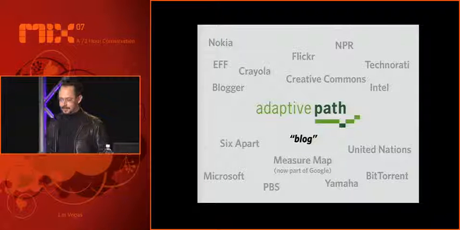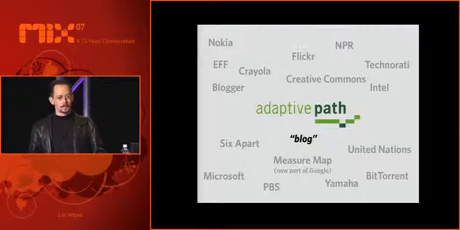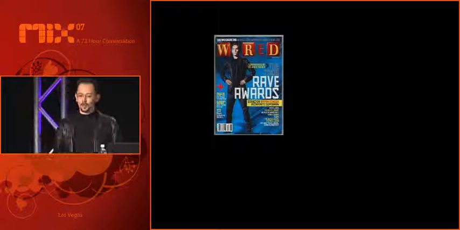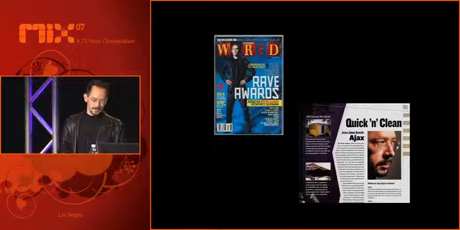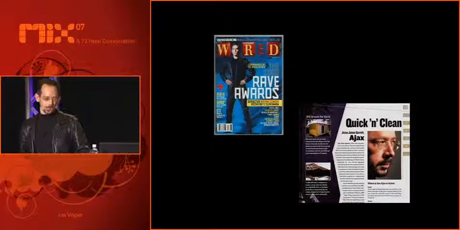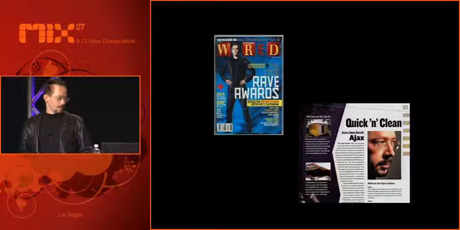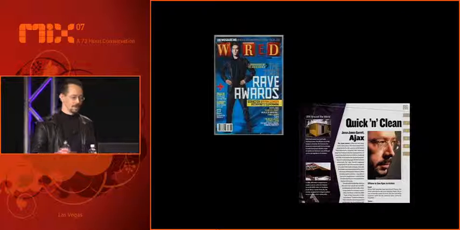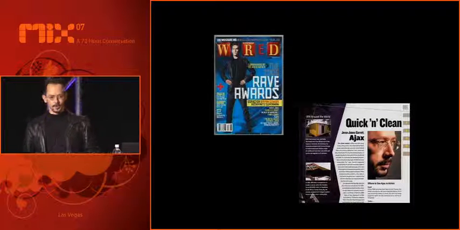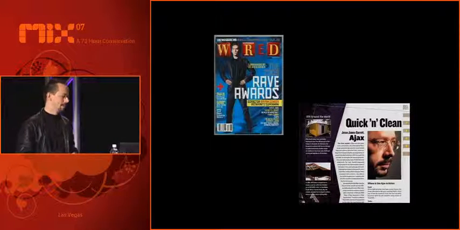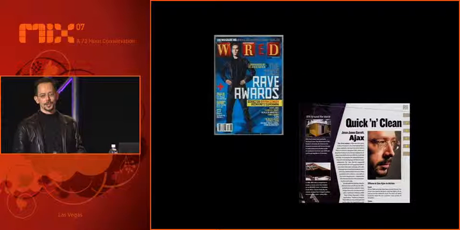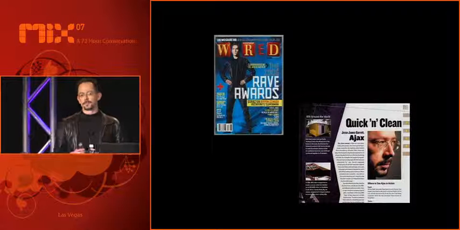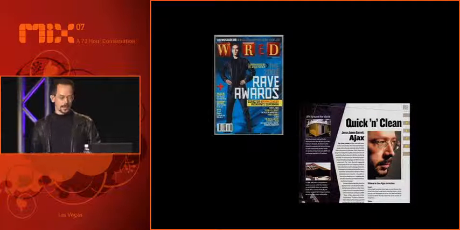But the word blog isn't the word that got Adaptive Path so much recognition in the last couple of years, or got us into Wired magazine. That word was my coinage, Ajax. This trend has kind of led some people to comment that Adaptive Path's primary business is four-letter words. But people have asked me this question about how it is that we find ourselves in the position of coming up with new words for things.